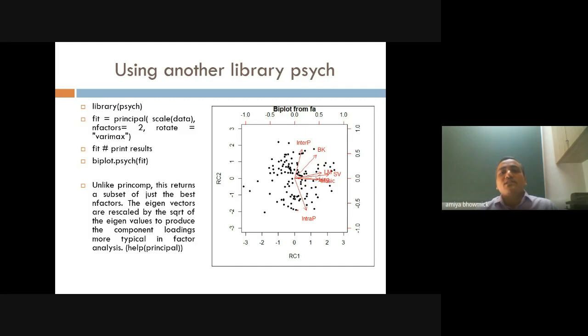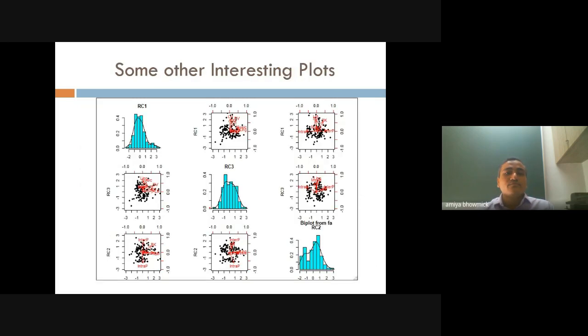The psych library also provides a very important set of functions for doing PCA and factor analysis, everything. It provides a lot of rotation options and tells you which rotation is best. There is also a biplot from which you can get this type of picture, and these are some of the interesting plots you can get. So right, these are for subject interpretation.